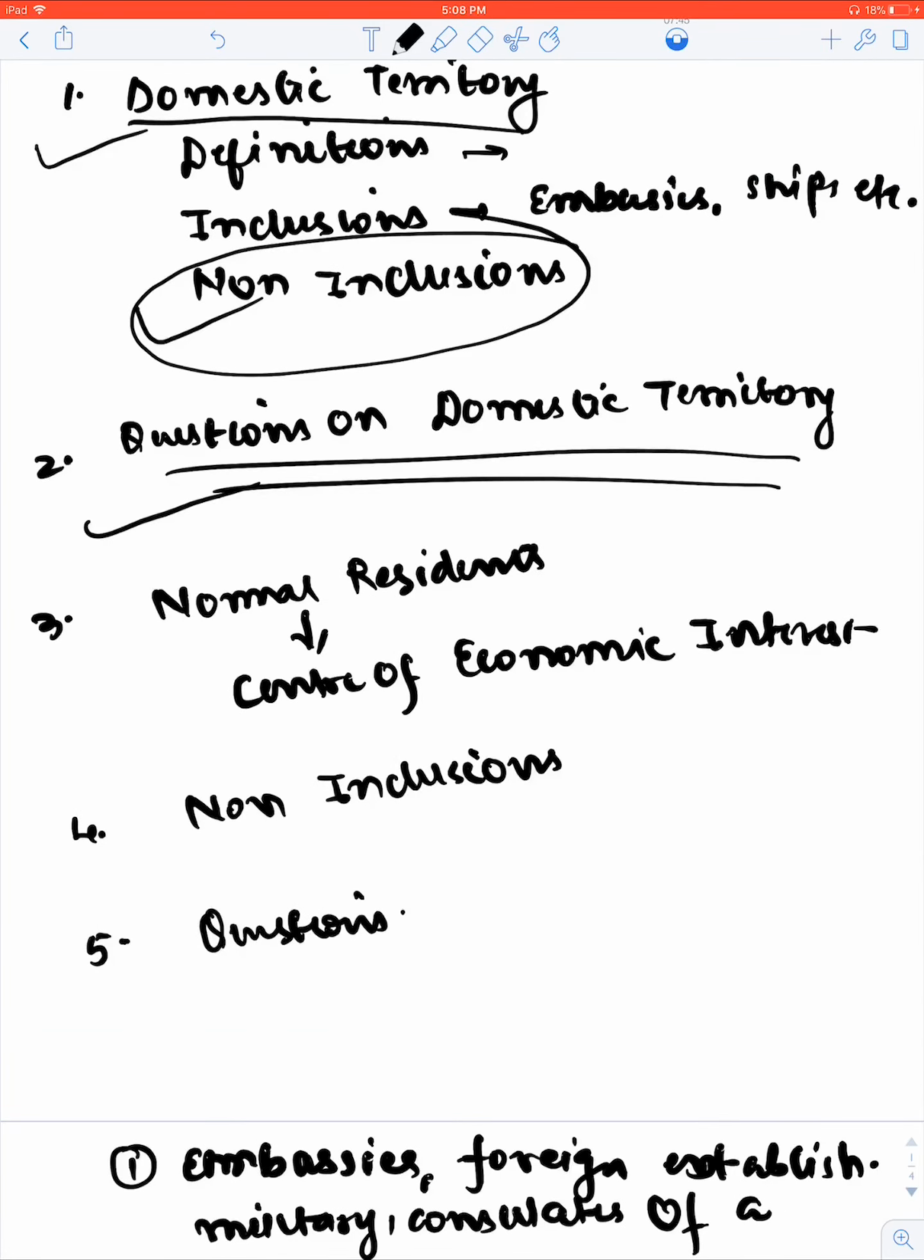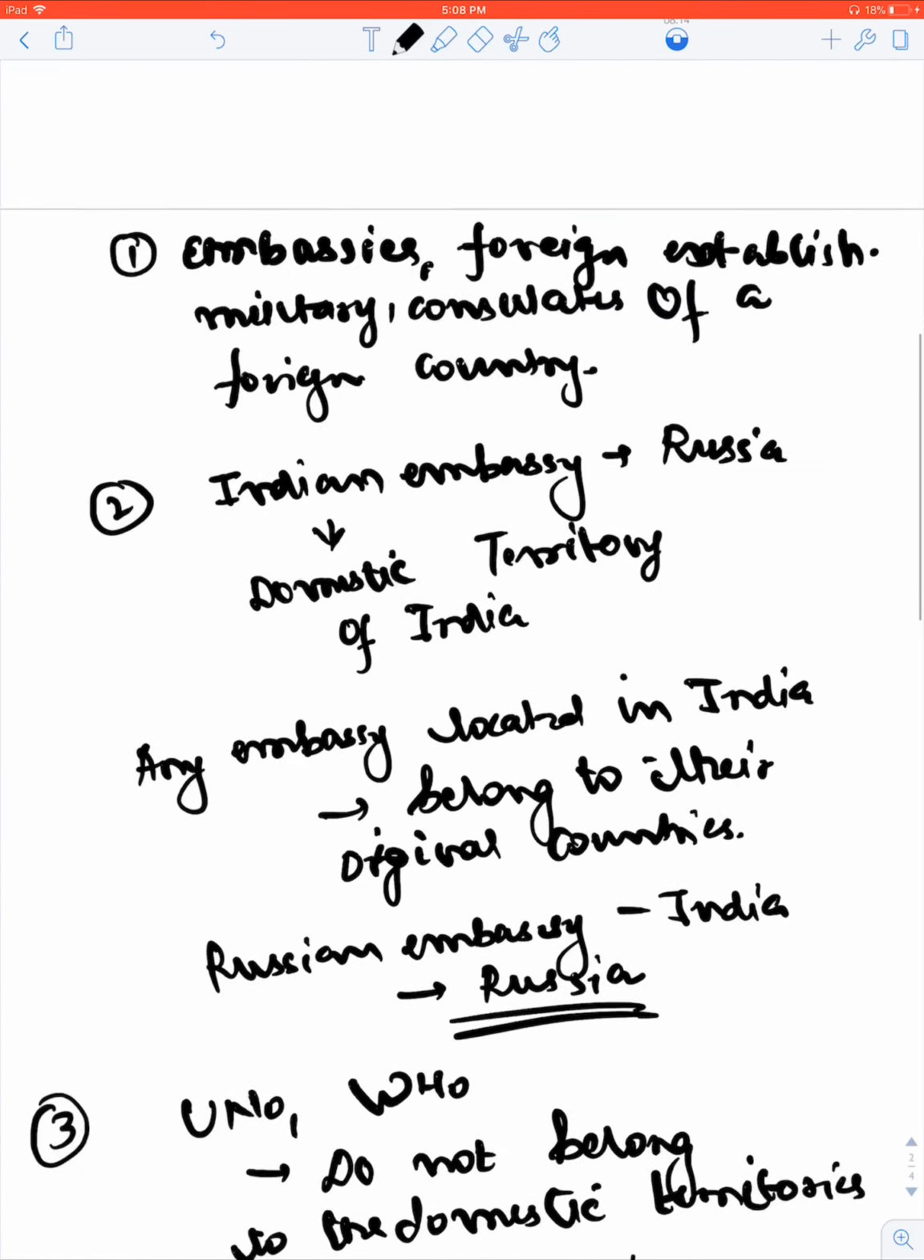Now let's talk about who are the normal residents. So we are talking about the definition. Normal residents are those people who reside in a country and whose center of economic interest also lies in that country. Now, what is center of economic interest? Center of economic interest is that you are located in the domestic territory and you are carrying out some economic activities of earning. These two conditions should be fulfilled for being a normal resident.